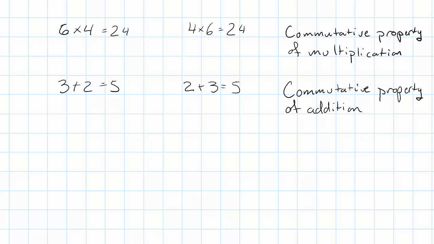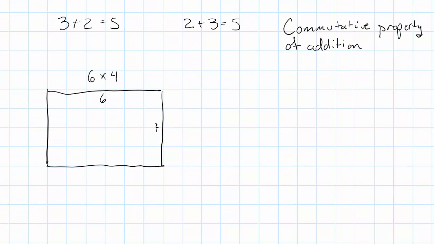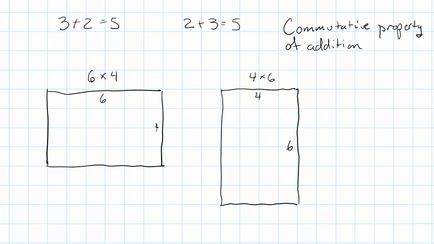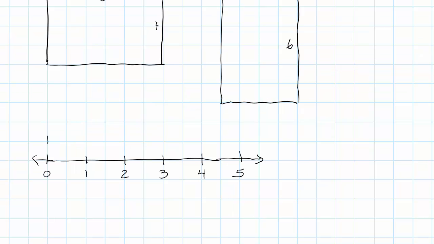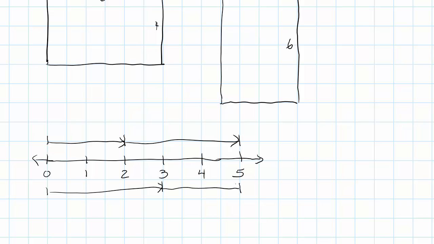Now, just like the associative property, we can picture these in terms of our models of addition and multiplication. 6 times 4 is the area of this rectangle, while 4 times 6 is the area of this rectangle. Notice that these rectangles are really just the same rectangle with one of them turned sideways. The size doesn't change when you turn it sideways, so we would expect these to be equal. Similarly, we can think of 2 plus 3 as a length of 2 followed by a length of 3. On the other hand, we can think of 3 plus 2 as a length of 3 followed by a length of 2.